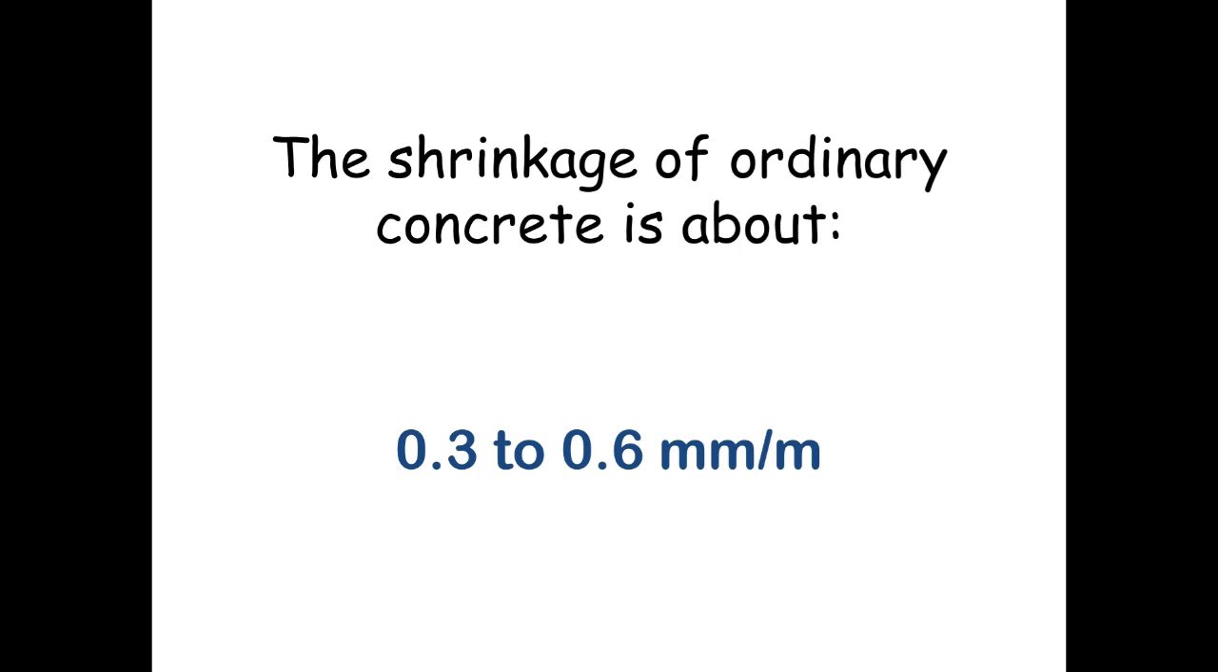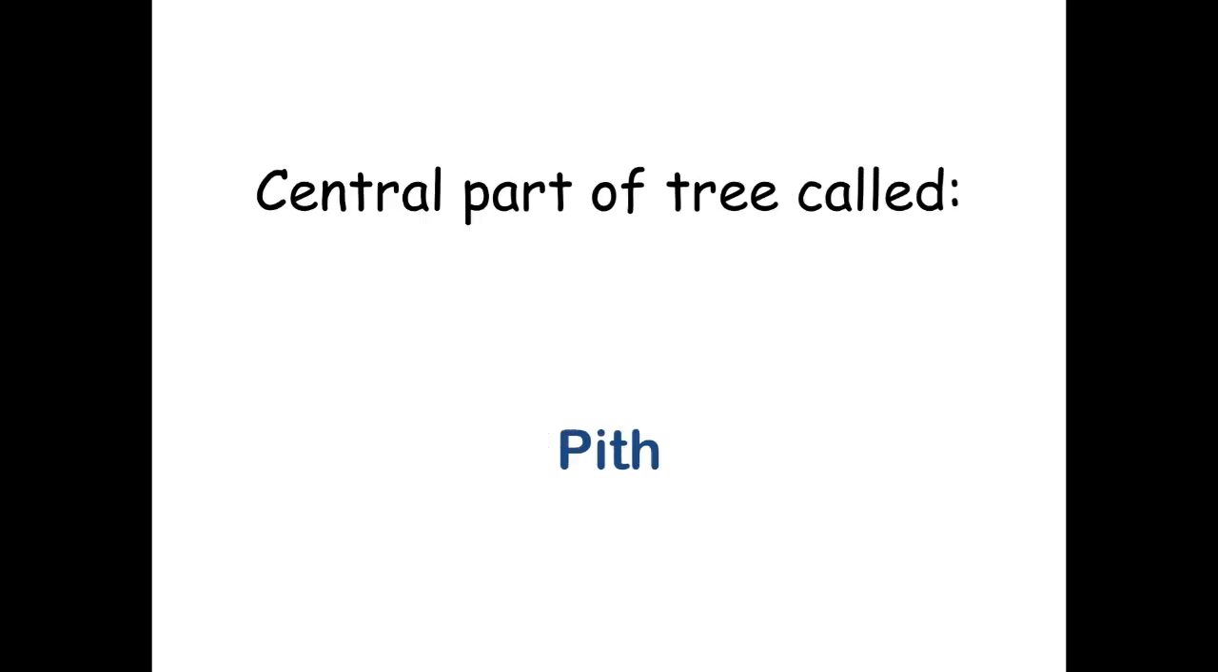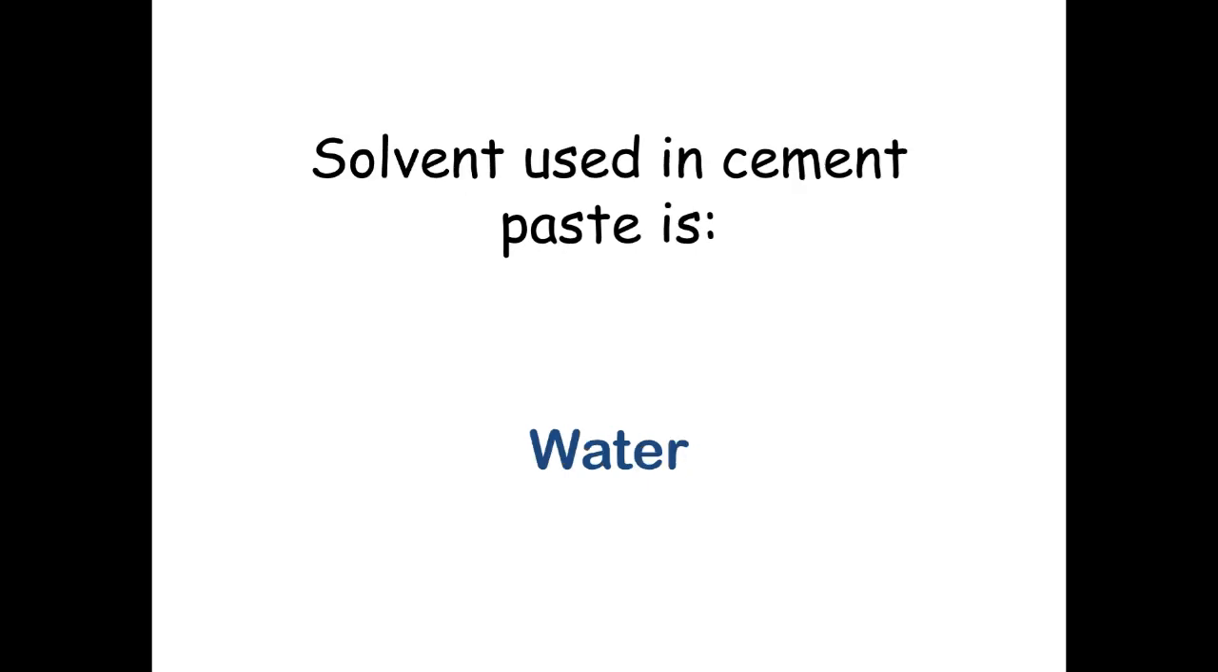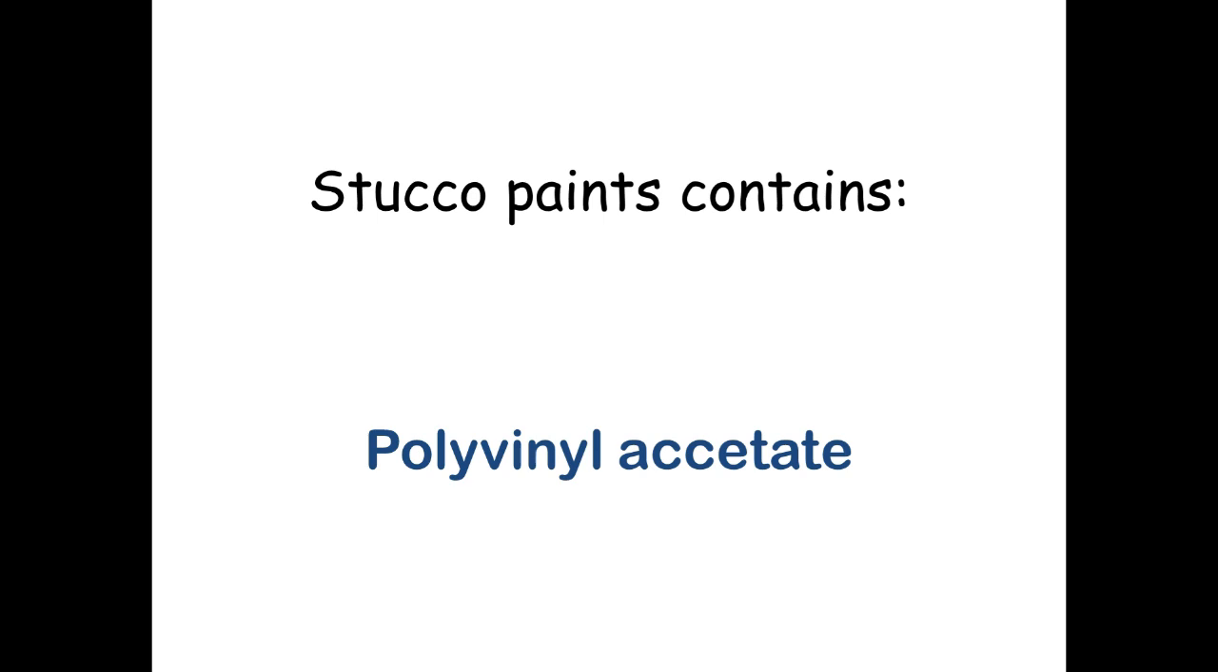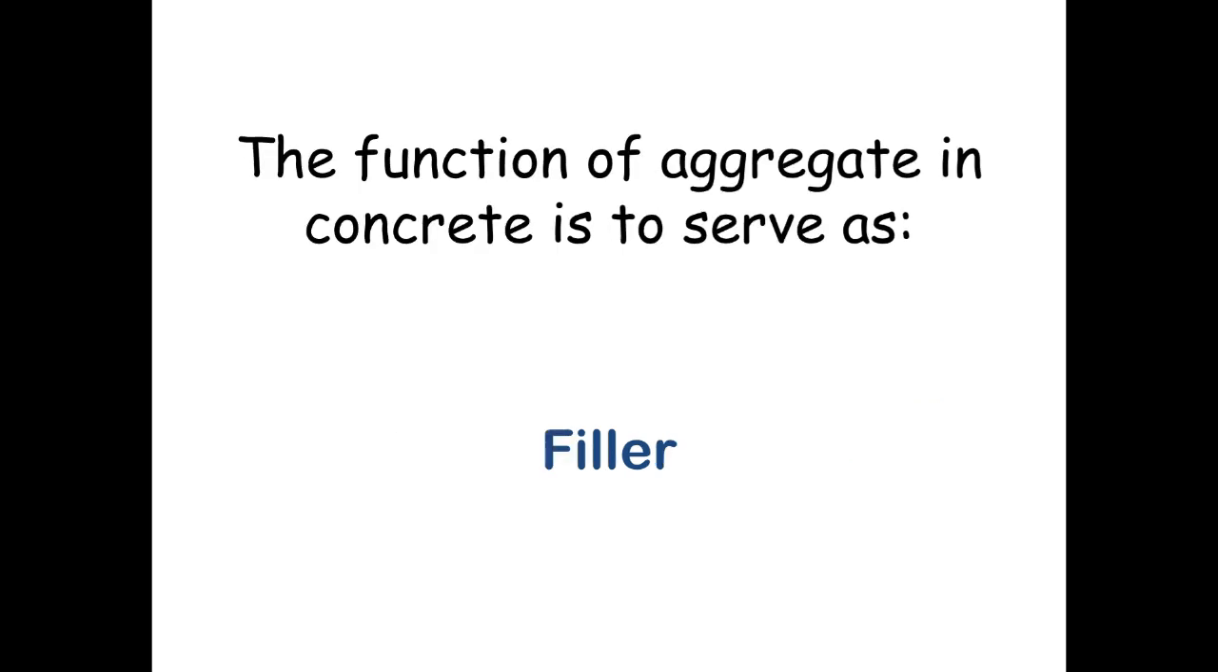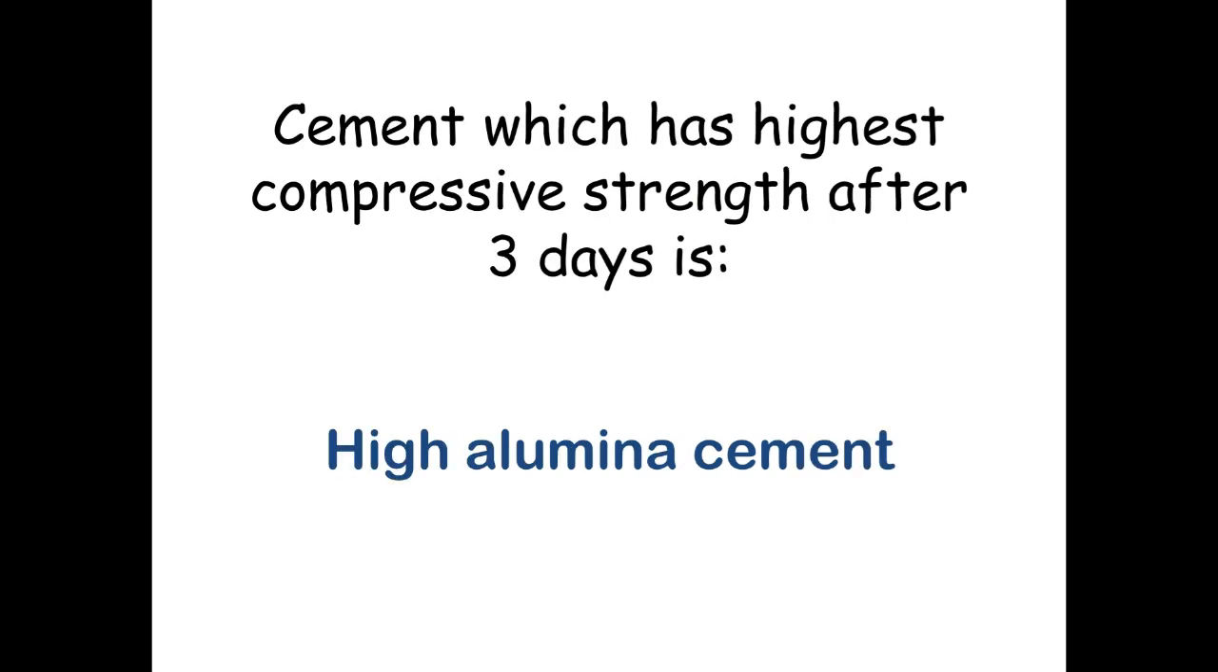The shrinkage of ordinary concrete is about 0.3 to 0.6 mm per meter. Central part of tree is called pith. Solvent used in cement paste is water. Stucco paints contain polyvinyl acetate. The function of aggregate in concrete is to serve as filler.